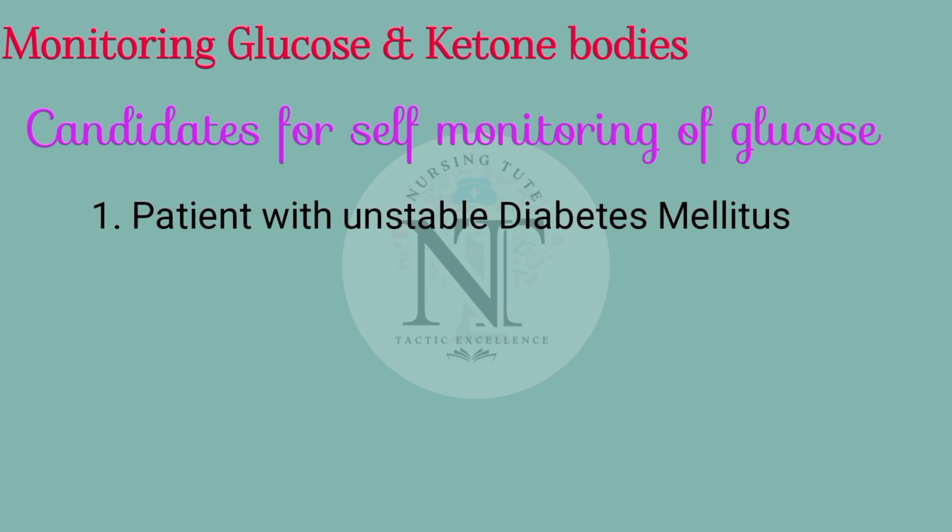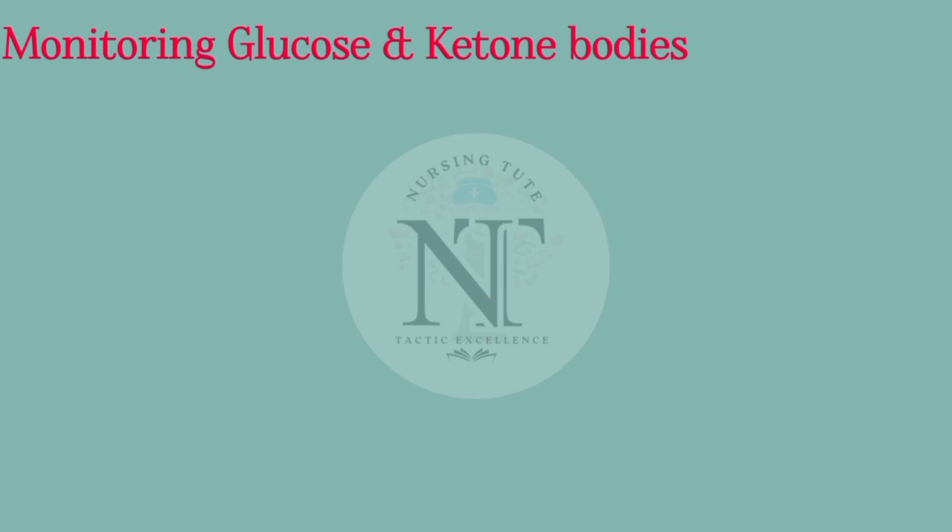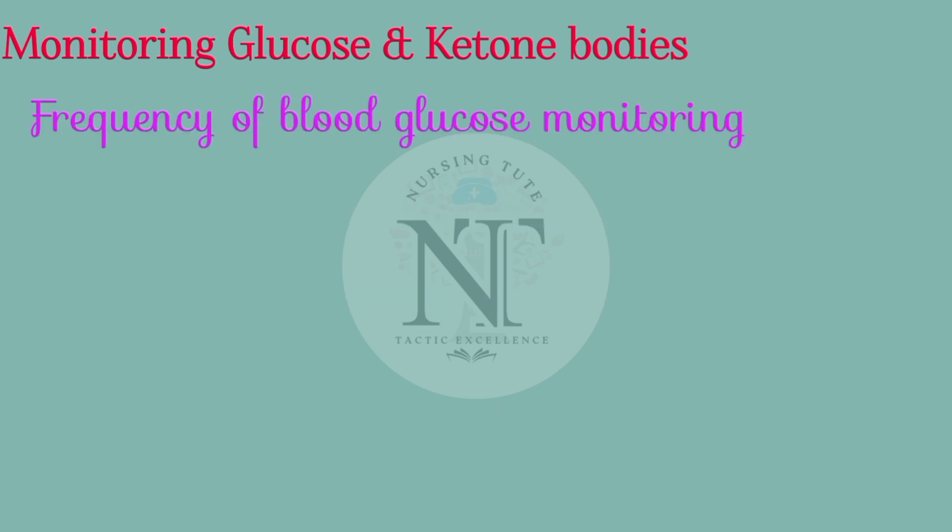Patients who have unstable diabetes mellitus, like a patient having severe swings from high level to low level glucose within a day, or a patient with tendency to develop severe ketosis or hypoglycemia, like a patient with type 1 diabetes mellitus, and hypoglycemia without warning symptoms, like a patient who is on beta blockers. These are the indications for self-monitoring of blood glucose levels.